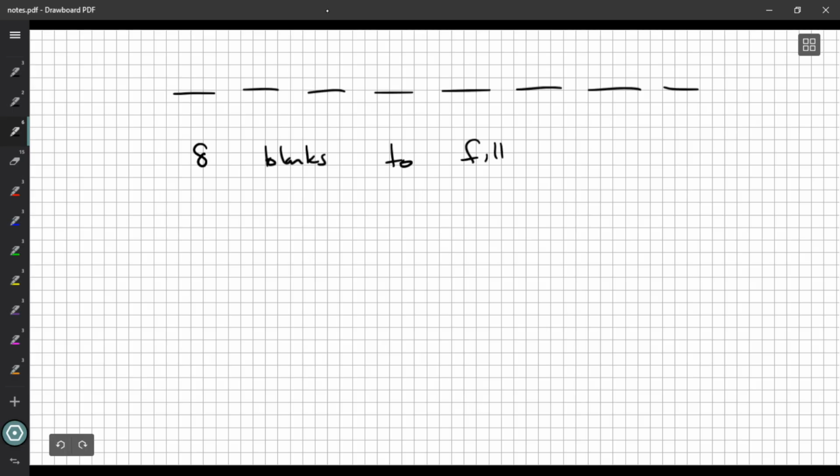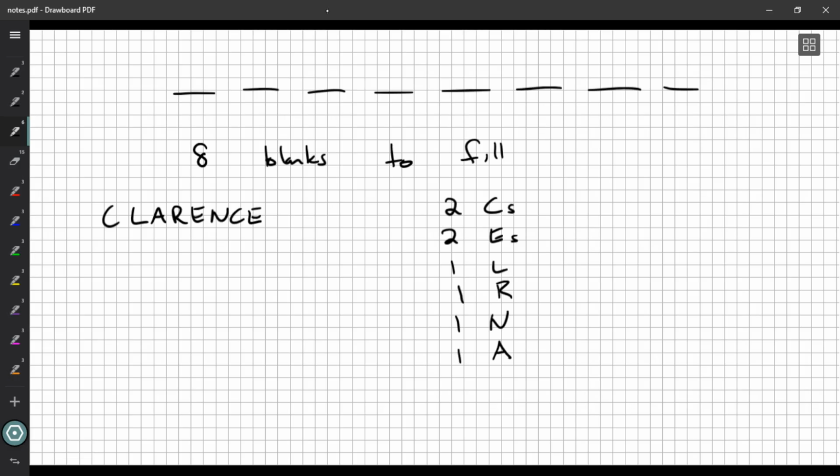Okay? And the word is Clarence. Okay? So I can see I've got 2 C's, 2 E's, 1 L, 1 R, 1 N, and 1 A. So I need to take these 8 blanks, okay, and break them up into groups. So we'll need a group of 2 for the C's, a group of 2 for the E's, a group of 1 for the L, 1 for the R, 1 for the N, and 1 for the A.